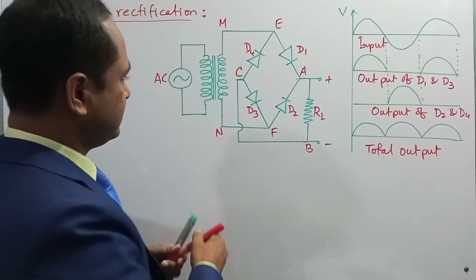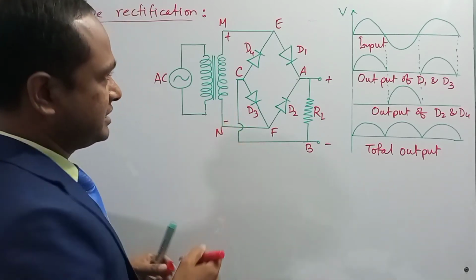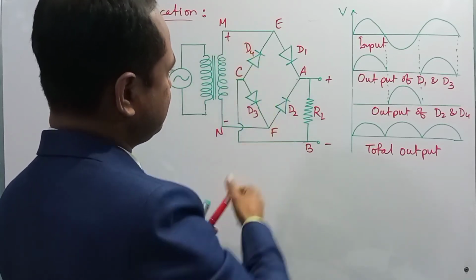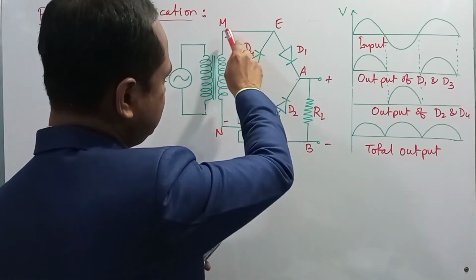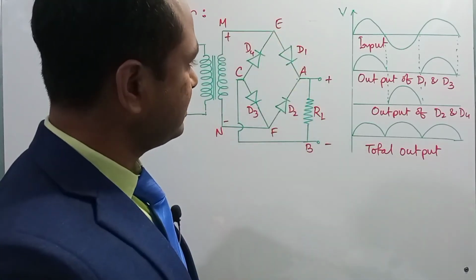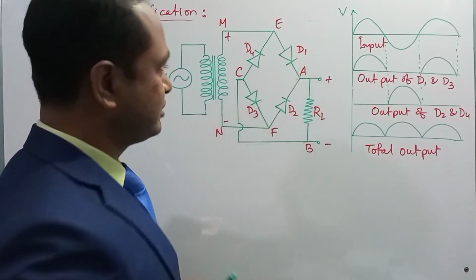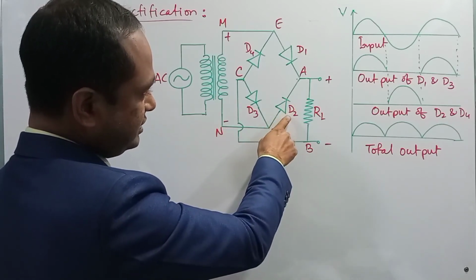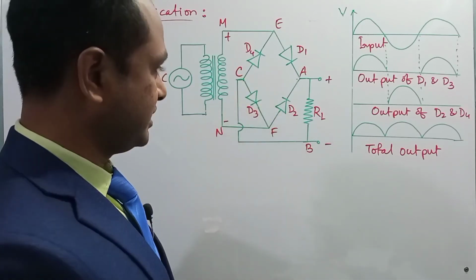It is shown that when the point M becomes positive, then the point N becomes negative. So with respect to the positive end, diode D1 will be forward biased and D4 will be reverse biased. So D4 will be inactive and diode D1 will be active. And with respect to the negative end, diode D2 will be reverse biased and diode D3 will be forward biased, right.